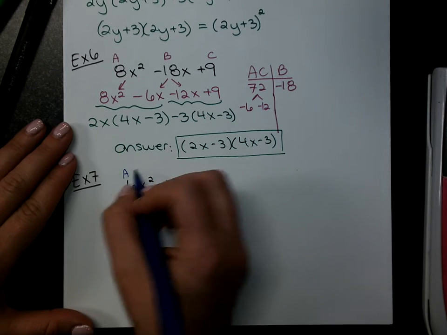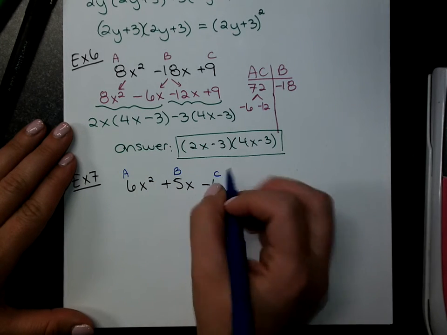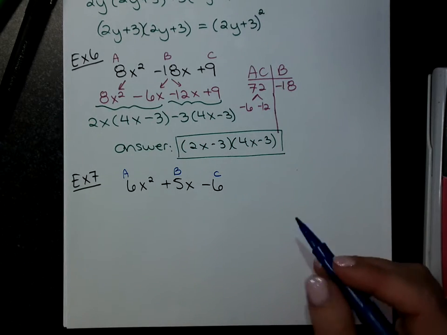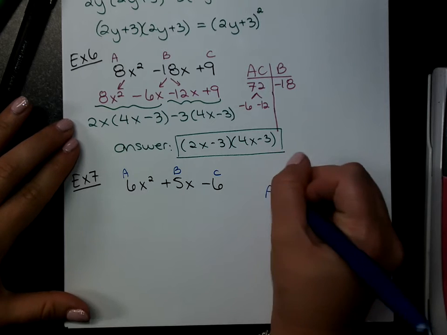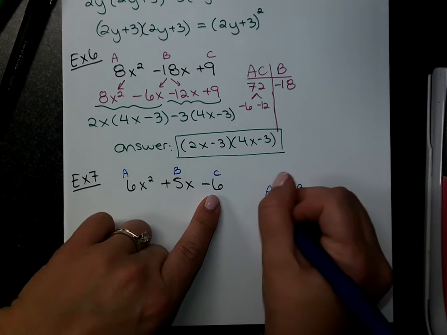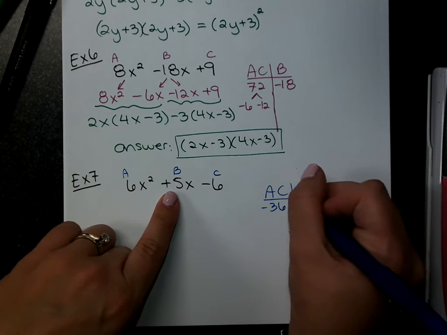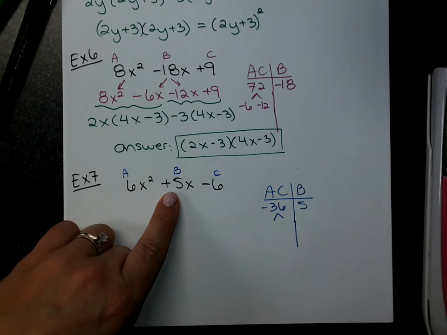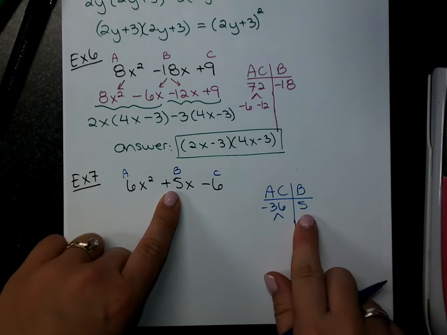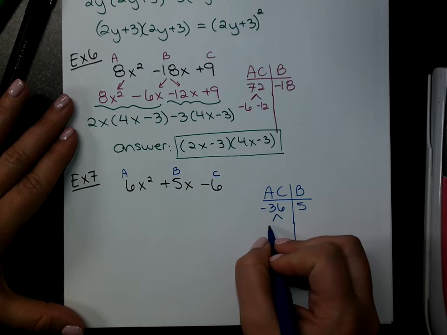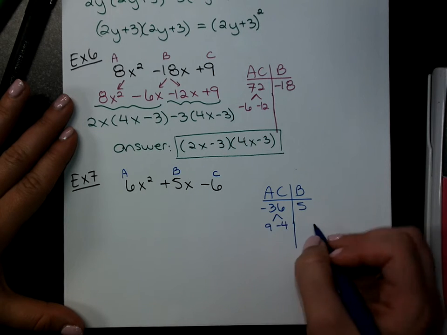So we have A, B, and C. We're going to look for GCF. 6, 5, and 6, there's no GCF. So we're going to set up our table. 6 times negative 6 is negative 36. B is positive 5. Trying to find two numbers that multiply to negative 36 and add to positive 5. That would be, let me think, positive 9 and negative 4.